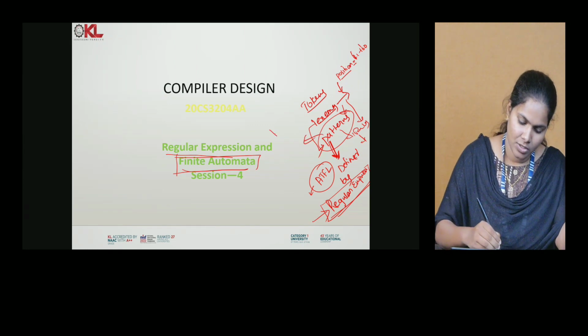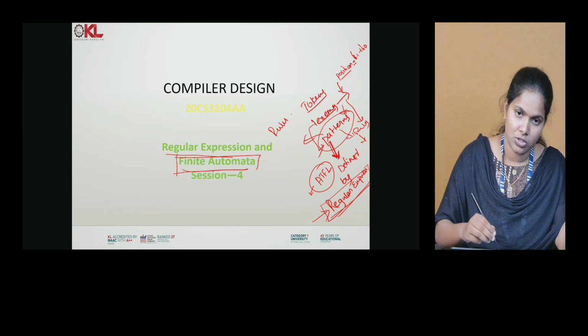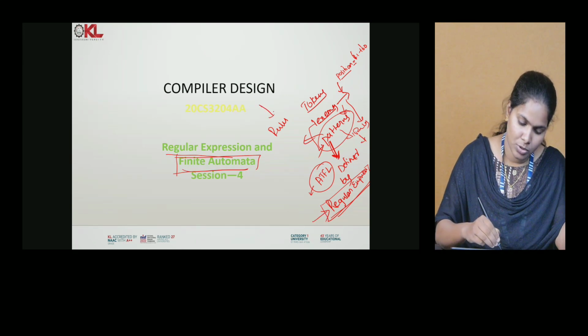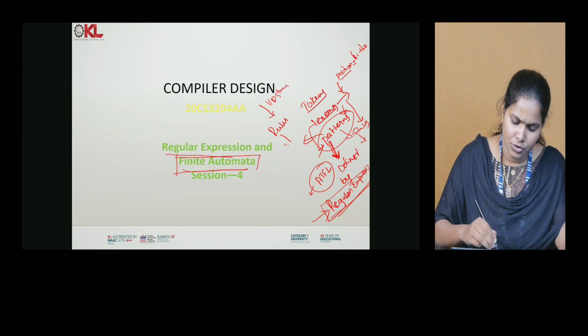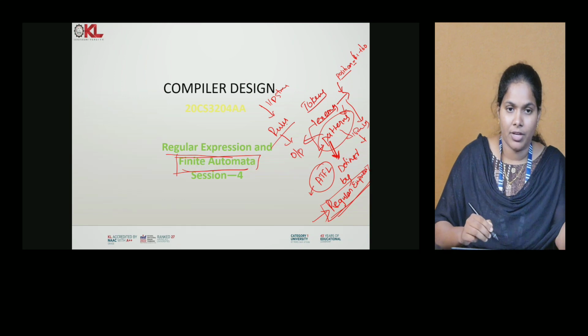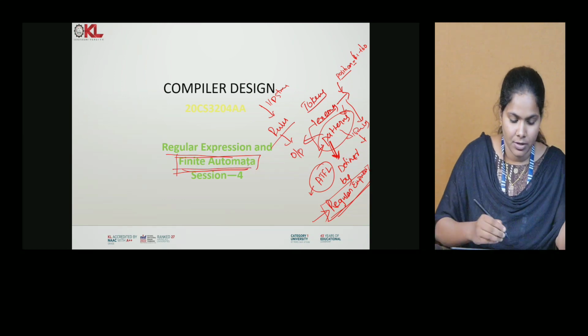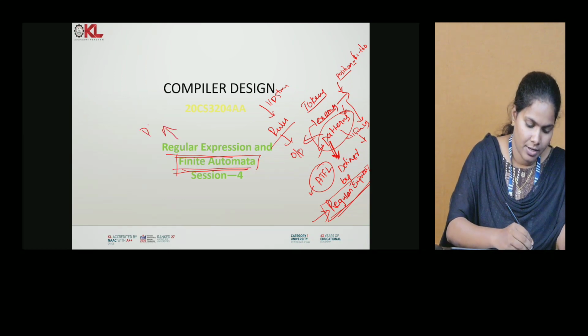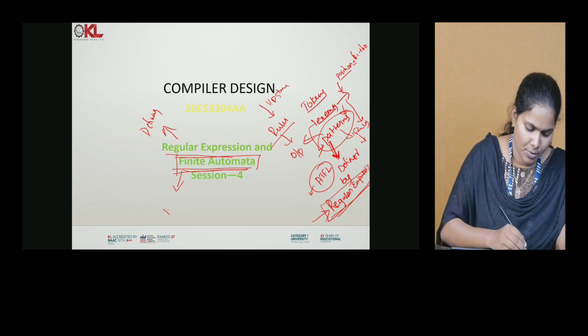Here we are generating rules or conditions by using regular expressions, but these should take the input string and generate one output, right? For this we are using finite automata. So regular expressions are for defining, and finite automata are for implementation.